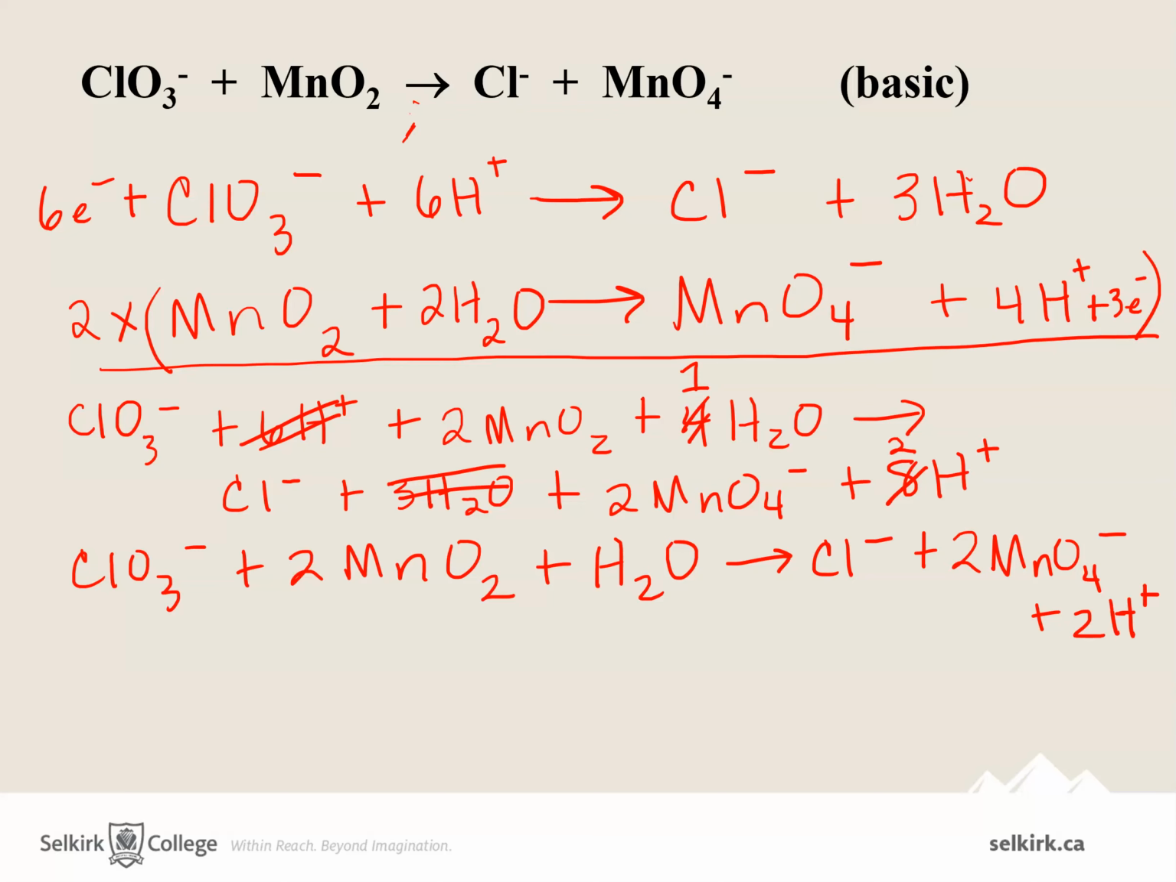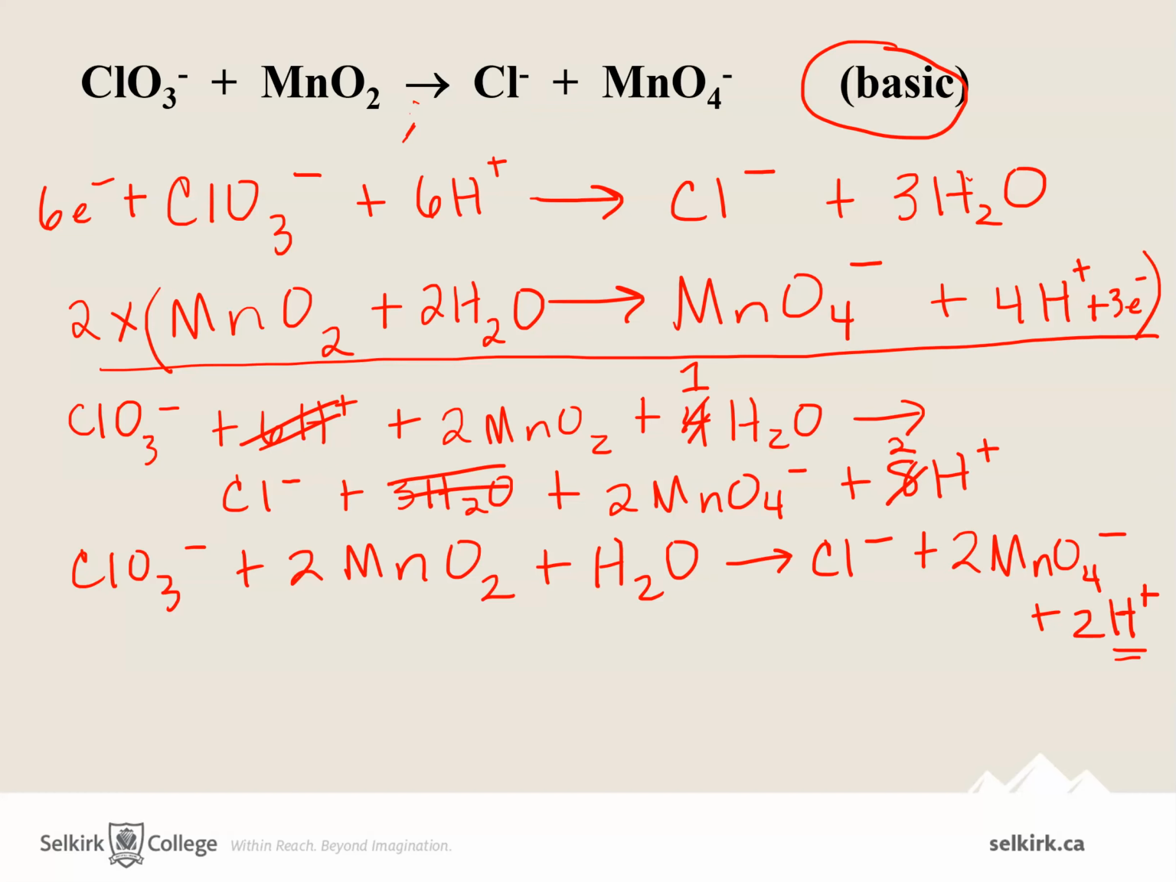And don't forget to check the charge. Total charge on the left is -1. Total charge on the right, -1 minus 2 is -3 plus 2 is -1. Same charge on both sides, we're balanced. So we've got an equation balanced in acidic solution, but I want to make it basic. How do I know that it's balanced in acidic solution? I see H+. That's the species I associate with an acidic solution.